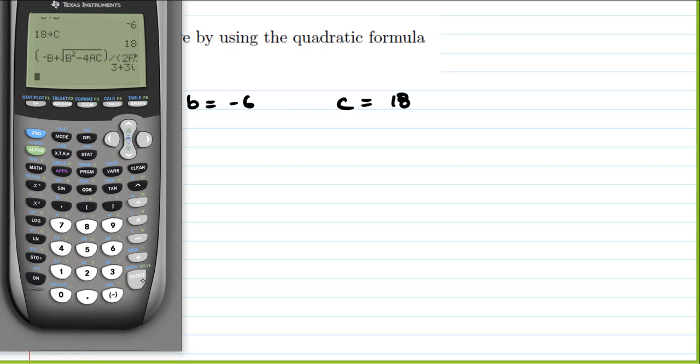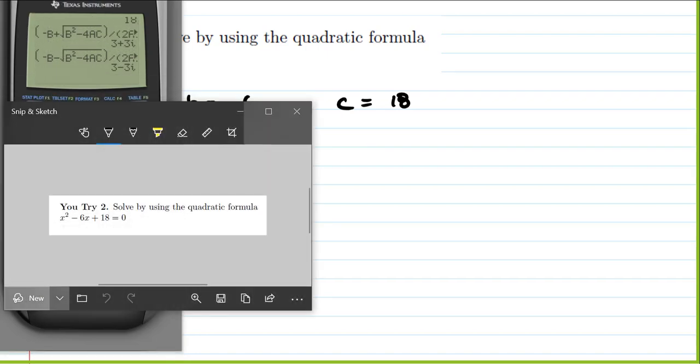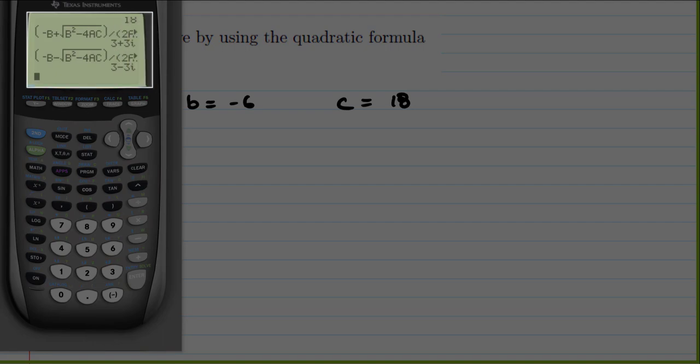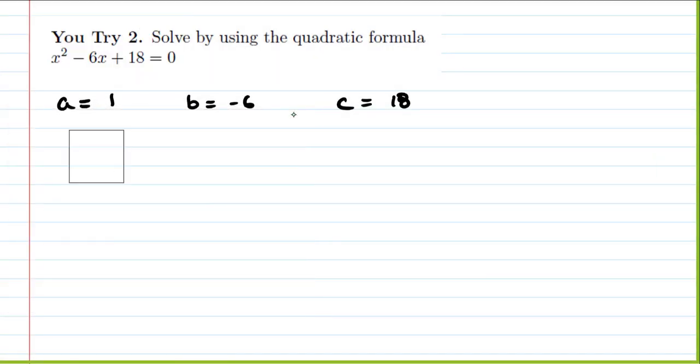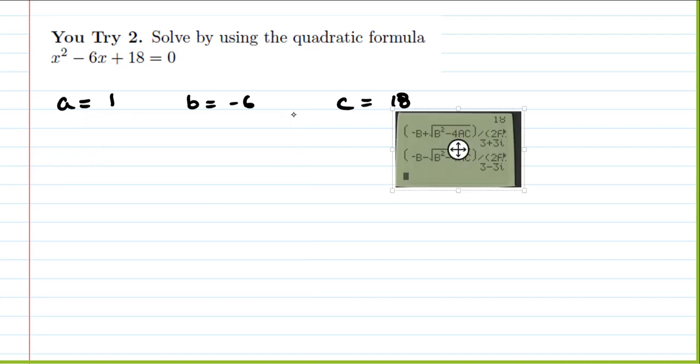Press enter, and what does your calculator tell you the solution is? 3 plus 3i. And if you wanted to get the other solution, you could press second enter and go back and edit the formula. And instead of plus, you would get the minus, but you don't even really need to do that, right? Because we got a complex solution, and what do we know? That they're always conjugates. So if one solution was 3 plus 3i, what would the other solution have to be?